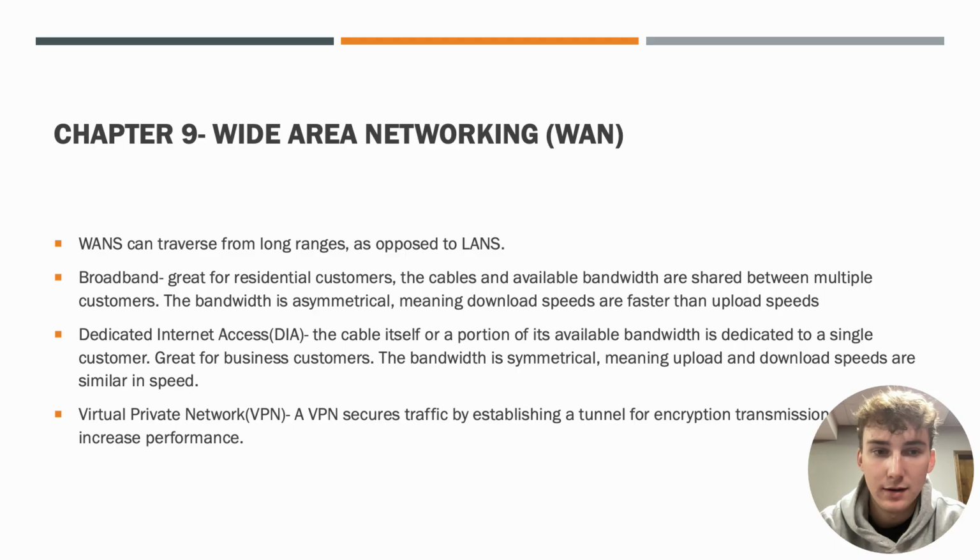There's also dedicated internet access, or DIA. This is the cable itself or a portion of it. Its available bandwidth is dedicated to a single customer. So this is better for business customers, and the bandwidth is symmetrical, which means the upload and download speeds are similar. And then VPN, or virtual private network, secures traffic by establishing a tunnel for encrypted transmission, and it also can increase performance.